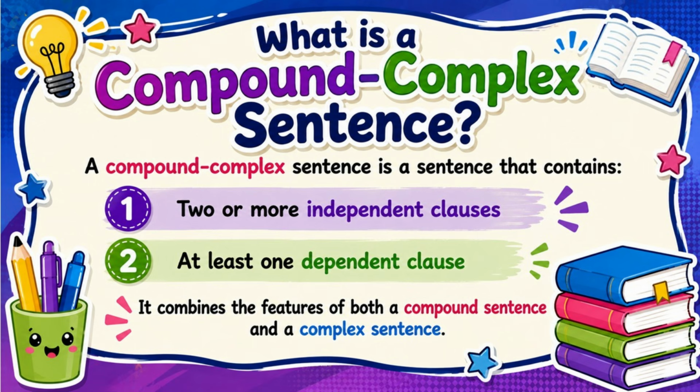What is a compound complex sentence? A compound complex sentence is a sentence that contains 2 or more independent clauses and at least one dependent clause. It combines the features of both a compound sentence and a complex sentence.